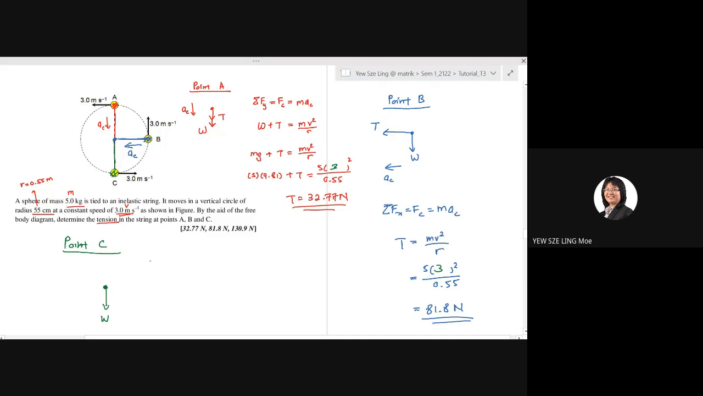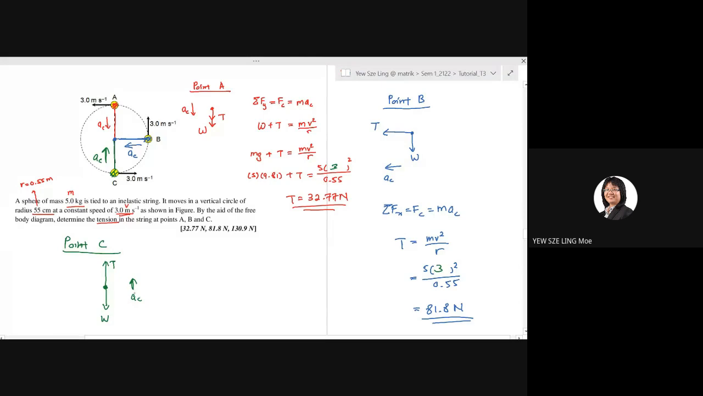So at point C, the weight is still going down. Okay, the weight is still going down. And then the tension is now located above the object. Therefore, I have a T that is going up. According to the diagram given, my AC is now pointing upwards. Okay, it's going up. Therefore I have AC that is going up.